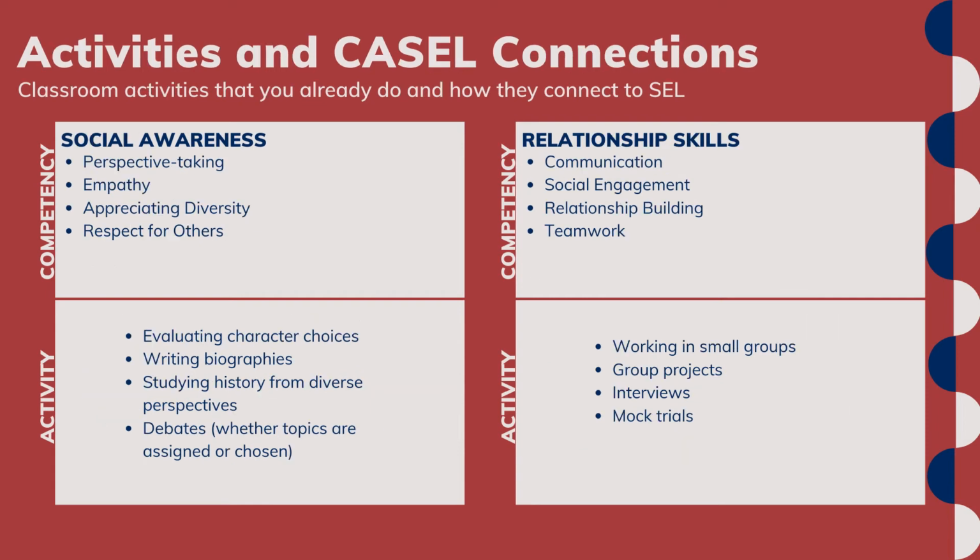Next, we come to social awareness and relationship skills. These skills begin to move away from the internal work of self-awareness and self-management and bring students into their interactions with others in class and society at large. In social awareness, we work on things like perspective taking, empathy, appreciating diversity, and respecting others. In this area, we can connect to activities in which students are evaluating character choices, writing biographies, studying history from diverse perspectives and cultures. Debates are also a great way to practice perspective taking and respect for others, especially when topics are assigned and students are forced to look at an issue from a perspective other than one that they currently hold.